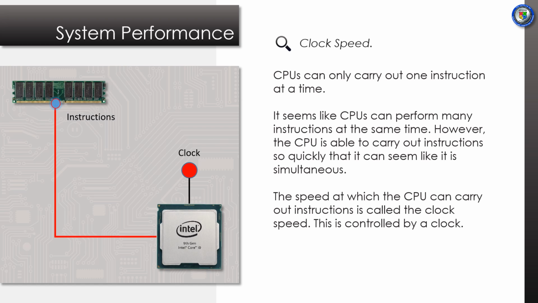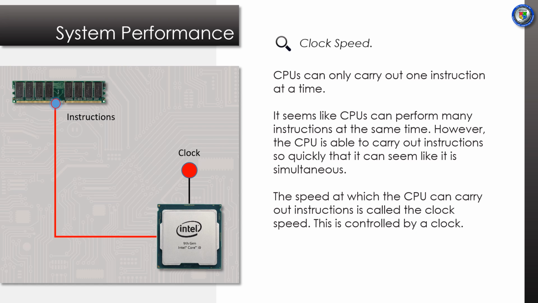Now let's look at factors that impact on system performance. We'll start with clock speed. CPUs can only carry out one instruction at a time. It seems like CPUs can perform many instructions at the same time. However, the CPU is able to carry out instructions so quickly that it can seem like it is simultaneous.